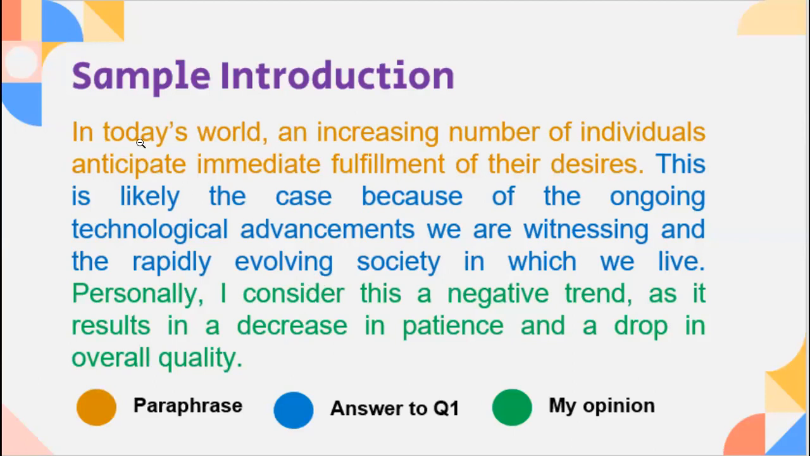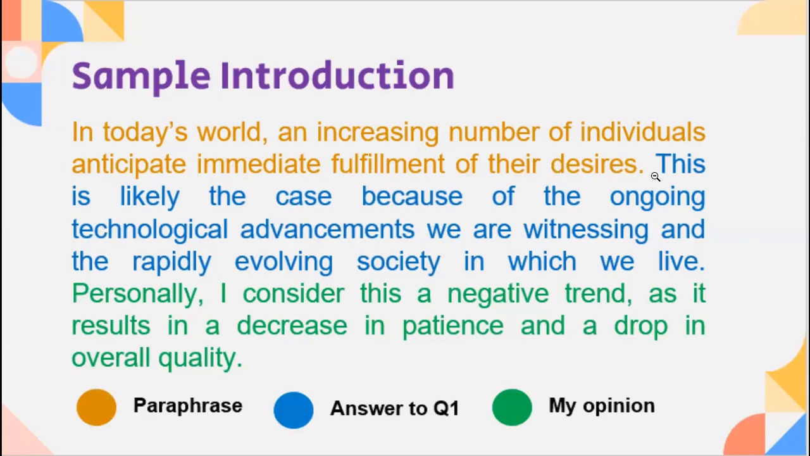But this is the paraphrase of the statement. In today's world, an increasing number of individuals anticipate immediate fulfillment of their desires. Now whatever they want, they expect things to happen immediately. But this is the paraphrase. I put it here in color, written paraphrase of the statement, so you know what the paragraph was about. I have two questions. Now this is number one. This is likely the case. That means this thing is happening because of the ongoing technological advancement, this is one, we are witnessing, and the rapidly evolving society in which we live.